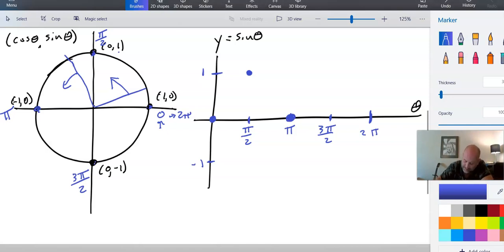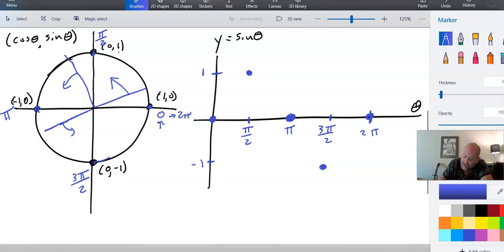And then we need to see what happens at 3 pi over 2. So again, we're going to turn one more time. And at 3 pi over 2, my y coordinate is -1. So that puts me down here. And then if I finish turning the circle and come back over here, that's at 2 pi. Remember, those are coterminal angles, so they have the same function value, which means that we're back at 0.